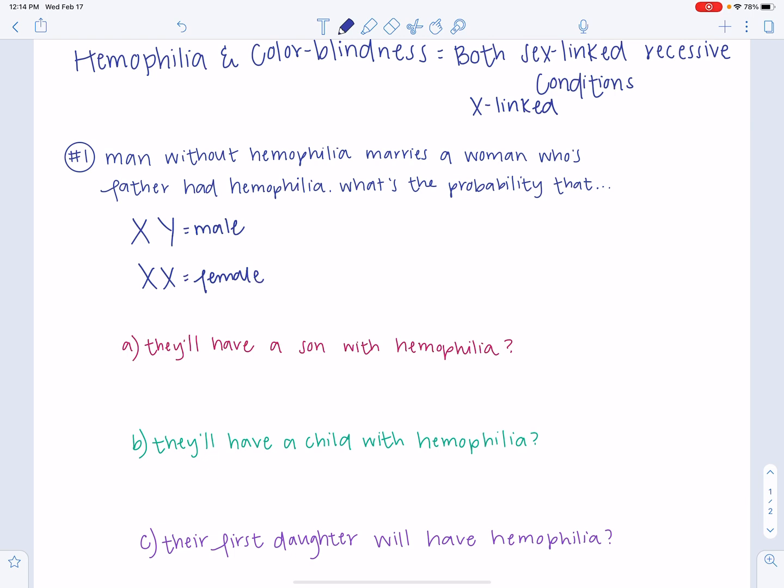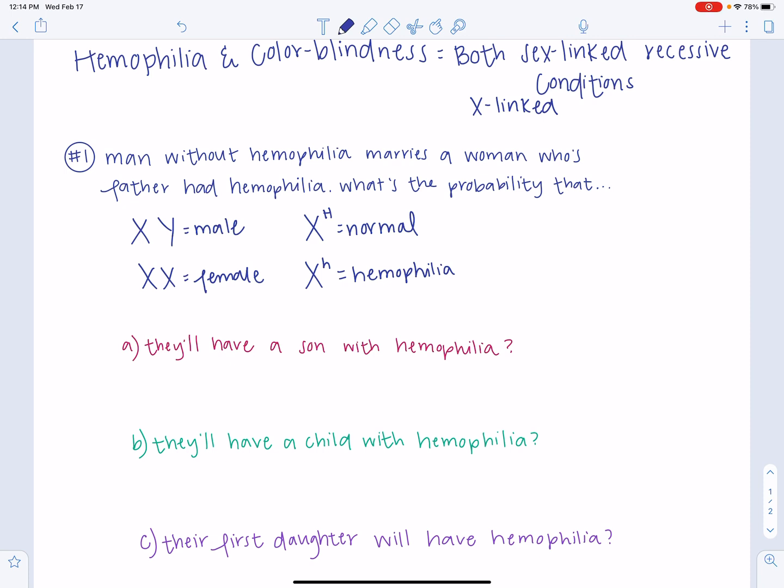Then, kind of like blood type, we use a lettering system that looks like an exponent. In the case of hemophilia, this would be an X chromosome with the normal H, meaning they don't have hemophilia, and then a lowercase h to indicate that this X chromosome does have the allele for hemophilia on it.